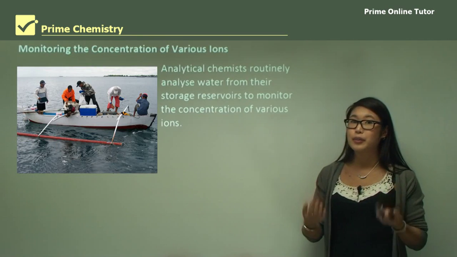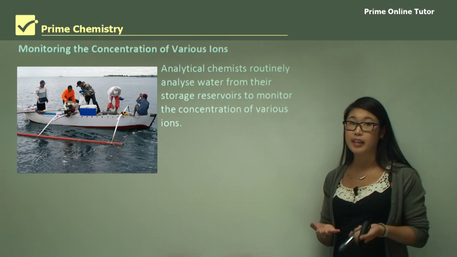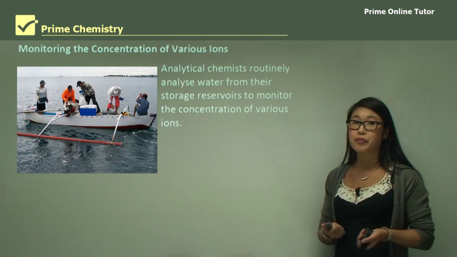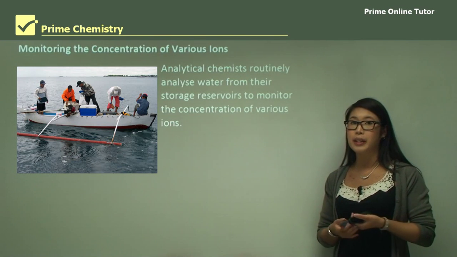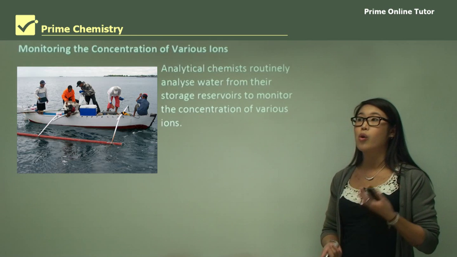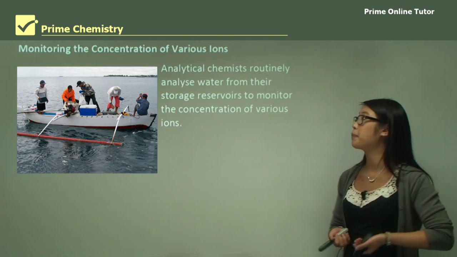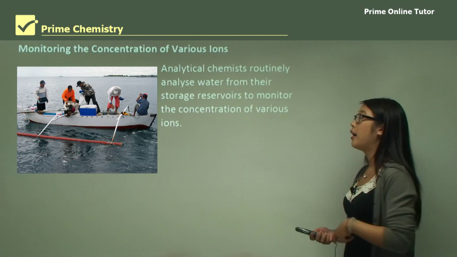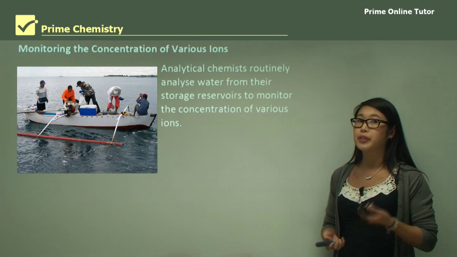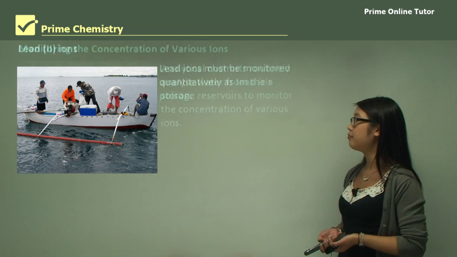So when we look at samples, we're really looking at how much is in there. And this is really important for analytical chemists because they need to allow us to have a standard of water or a standard of their products, so we know that what we're getting is what we want. So chemists routinely analyze water samples in our reservoirs to make sure that the amount of metal ions in there is within the safe range.